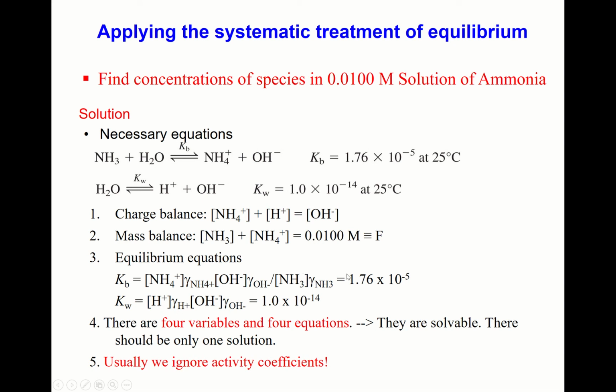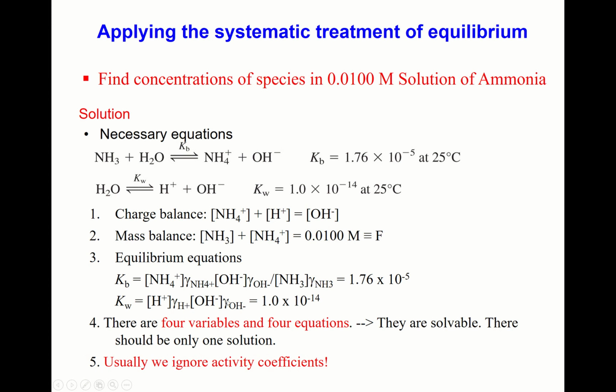And then you count the number of variables and the number of equations. It should be the same. How many variables are here? You count from here. Which ones? Ammonium ion, proton ion, hydroxide ion, and another one here, ammonia. So there are 1, 2, 3, 4 variables, and how many equations are there? It must be 4. So 1, 2, 3, 4.